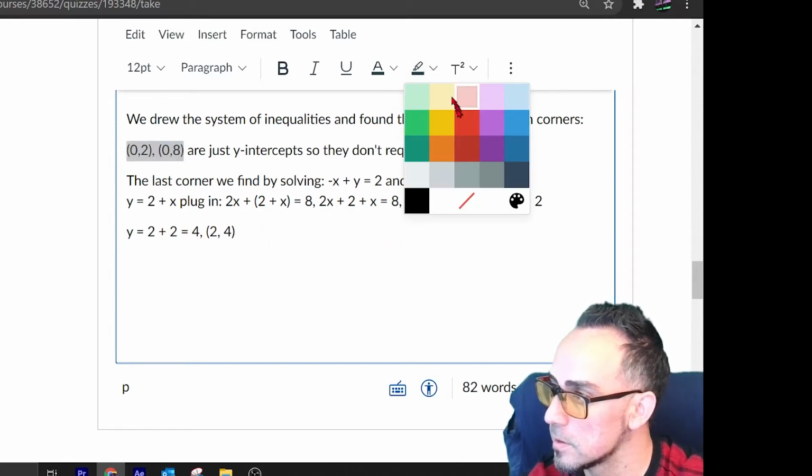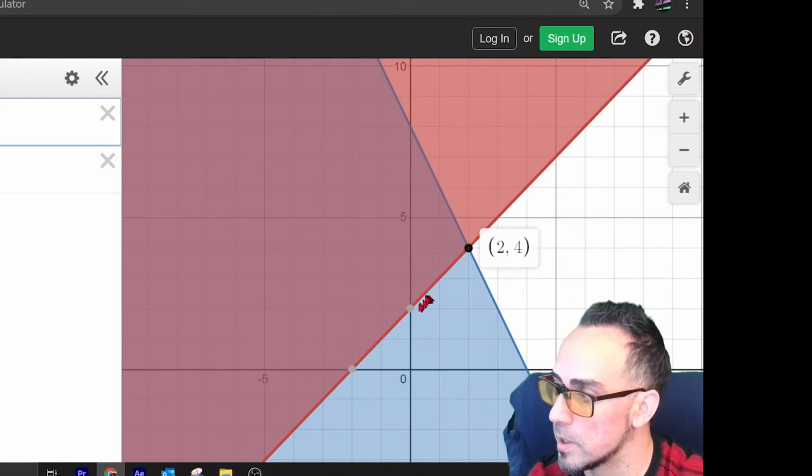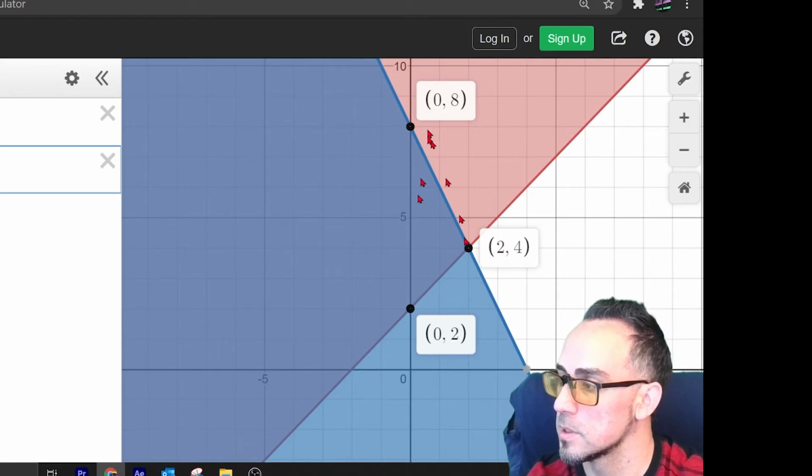I can make that yellow. And then these. So there are 3 corners, which is reflected on this graph. 1, 2, and up here, 3 corners. This is the feasible region. This is this triangle right here.